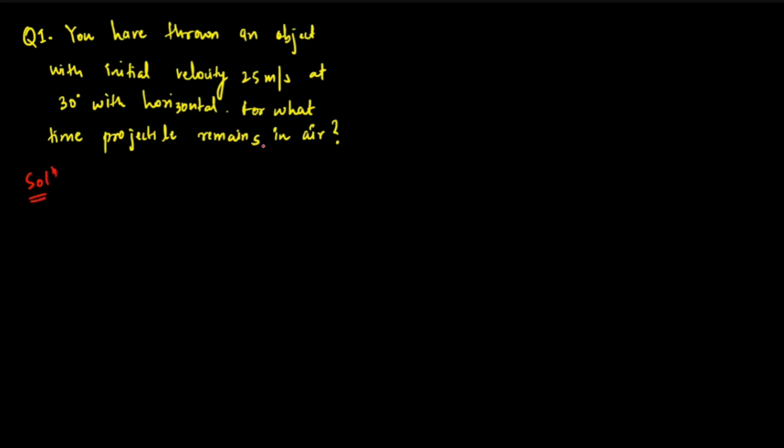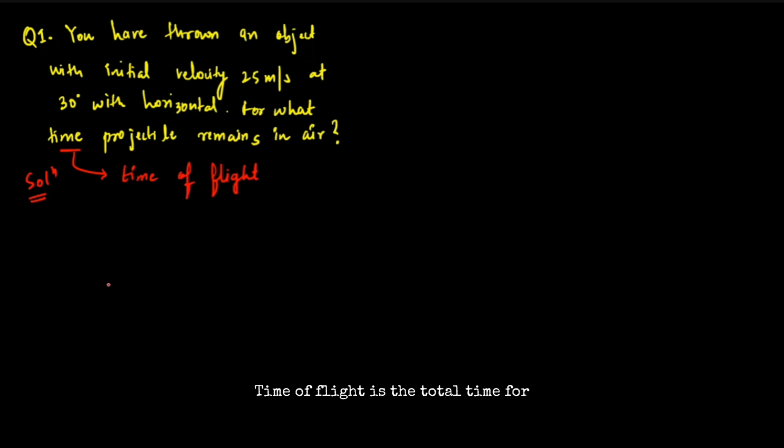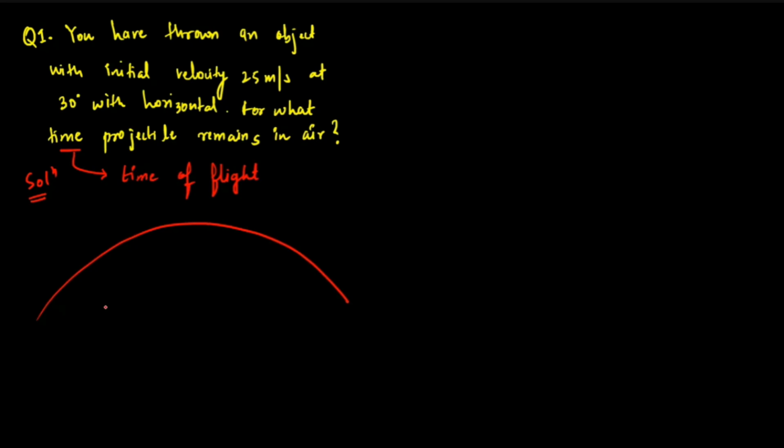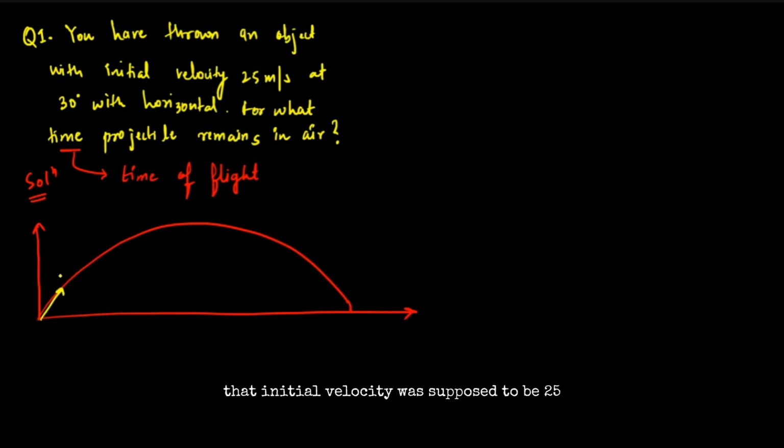Here the examiner asks for what time. That time is in most cases called time of flight. What do we mean by time of flight? Time of flight is the total time for which the projectile remains in air. If you look at the diagram here and we study the same projectile, with initial velocity 25 meters per second thrown at an angle of 30 degrees, then for what time the particle remains in air is something you can find by taking out the components of this velocity along the x and y axes respectively.